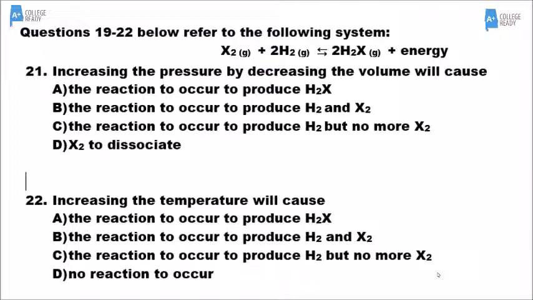Since energy is a product and this reaction is exothermic, increasing the temperature will cause this reaction to shift back towards reactants, and more X2 and H2 will be made. Letter C is wrong because it's impossible to make only H2 and not X2. If you're going to make some of the H2, then you've got to make some of the X2 as well.